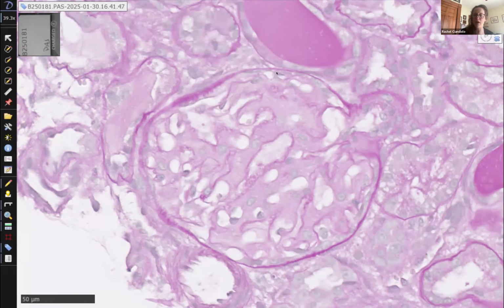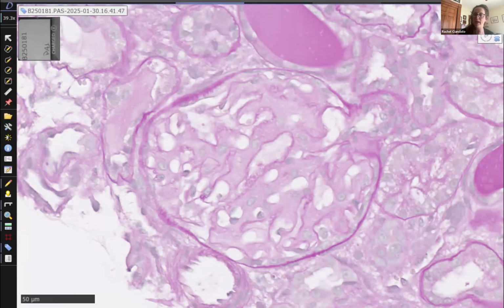Now compare that. It's very easy to detect the difference on the PAS. The PAS shows GBM here, and it's this dark pink. Then we have this extra matrix, this paler pink material that's expanding the mesangium. So that's really easy to pick up on the PAS.